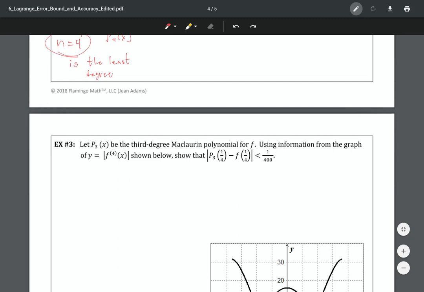Right, it says let P3, which is the third degree Maclaurin polynomial for f. All right, so let P be the third degree Maclaurin polynomial for function f using information from the graph of y equals the absolute value of the fourth derivative of x, shown below. Show that blah, blah, blah.